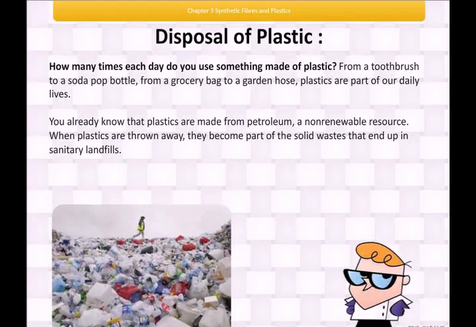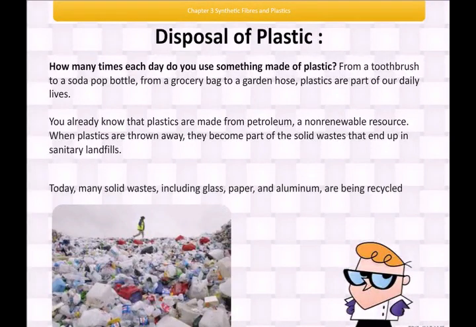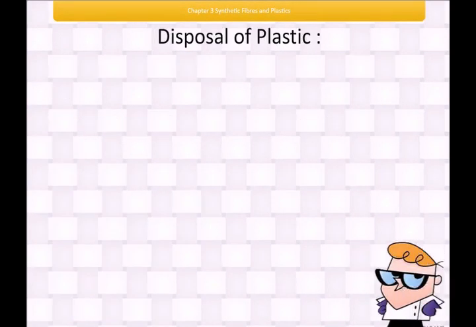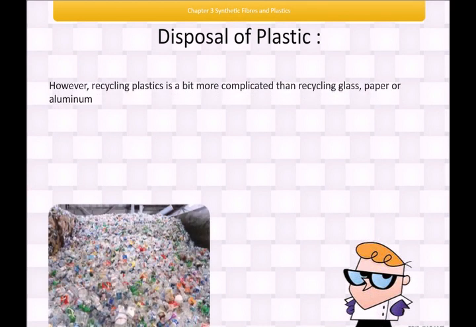When plastics are thrown away, they become part of the solid waste that ends up in sanitary landfills. Today, many solid wastes, including glass, paper, and aluminium, are being recycled rather than thrown away. However, recycling plastics is a bit more complicated than recycling glass, paper, or aluminium.